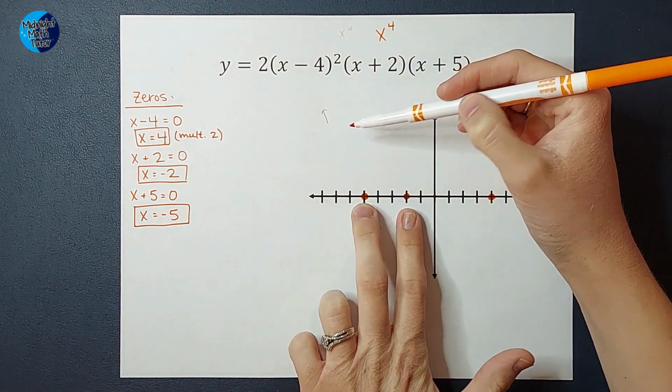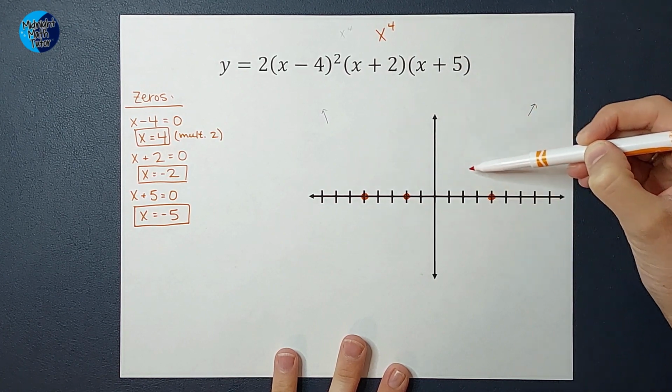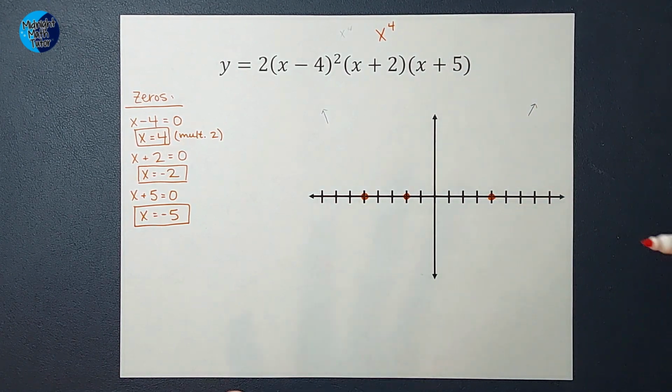These ones just had a multiplicity of 1. So we're going to go through this point, and then bounce off that guy.